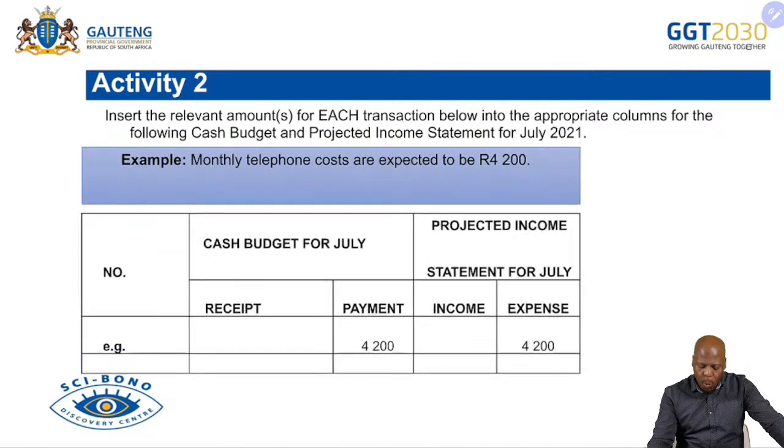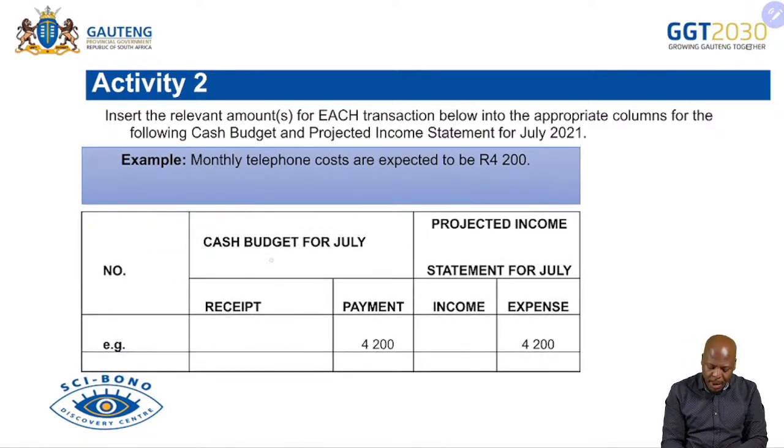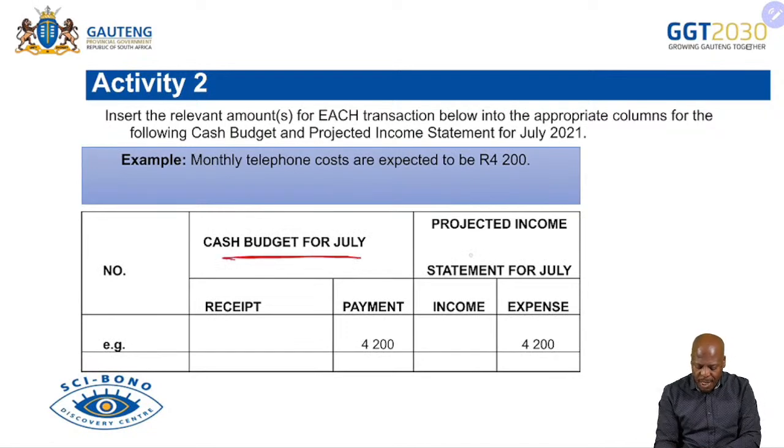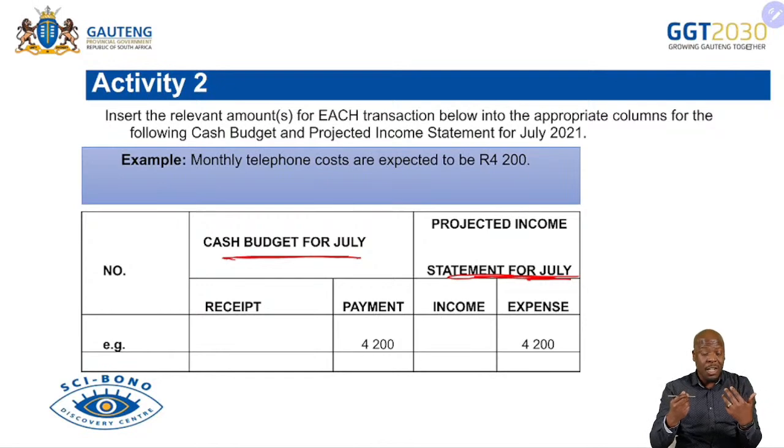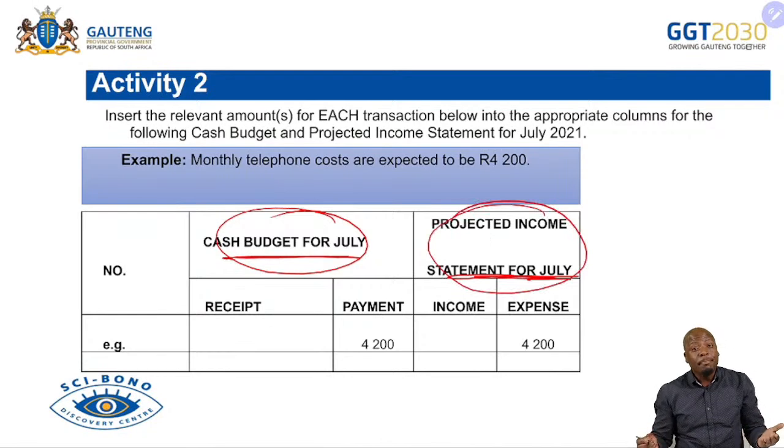Let's see. So what I'm given here is a cash budget for July and a projected income statement for July. So it is simply to test my knowledge now. Do I know what goes to the cash budget? Do I also know what goes to the projected income statement? I must be able to differentiate between my cash budget as well as my projected income statement. So in this case, I want to be able to be given a transaction and record it either in the cash budget only or in the projected income statement only, or in both the accounts.